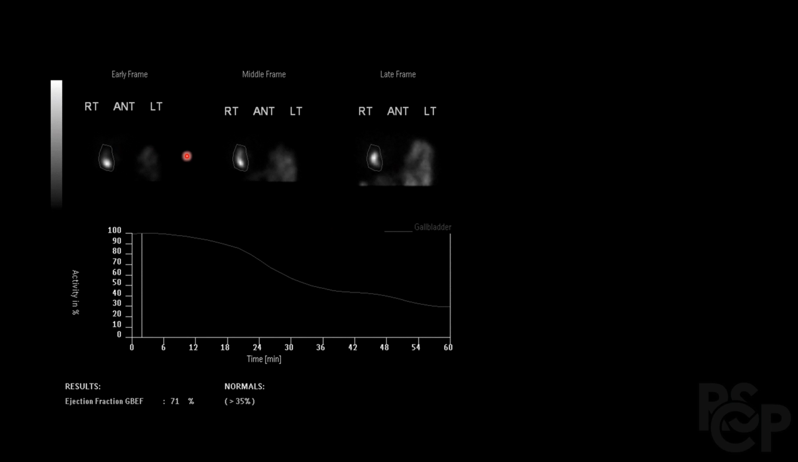This is similar to the last case. The patient received CCK and the activity was measured over time, and the early, middle, and late frames are all shown, and the radiotracer activity is noted in the gallbladder and the small bowel in all three of the frames. And what we also notice is the ejection fraction is measured to be over 35%. So this is an example of a normal scan as opposed to the last one, which showed biliary dyskinesia.